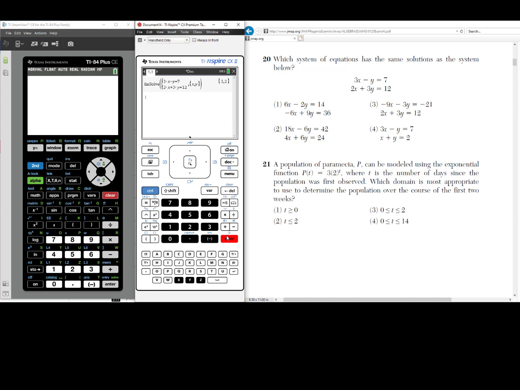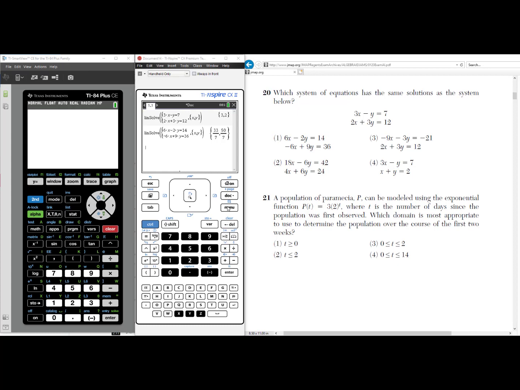We are looking for a system of equations below that has the same solution as the original 3, 2. Menu, Algebra, Solving Systems of Equations. And we can go through each one of these. Answer 1, 6x minus 2y equals 14, negative 6x plus 9y equals 36. That is not the same solution, so we continue.